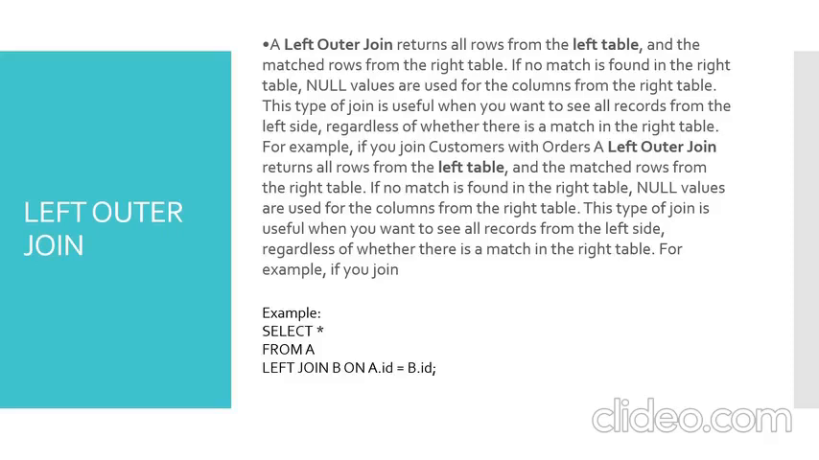For example, if you join customers with orders, a left outer join returns all rows from the left table and the matched rows from the right table. If no match is found in the right table, null values are used for columns from the right table. It's useful when you want to see all records from the left side, regardless of whether there is a match in the right table or not.